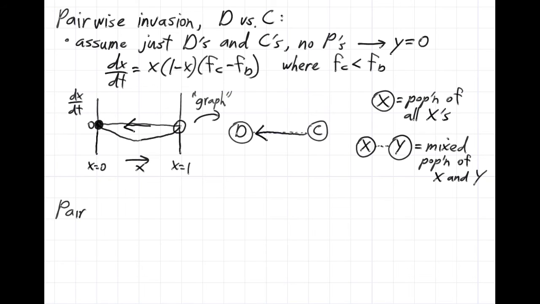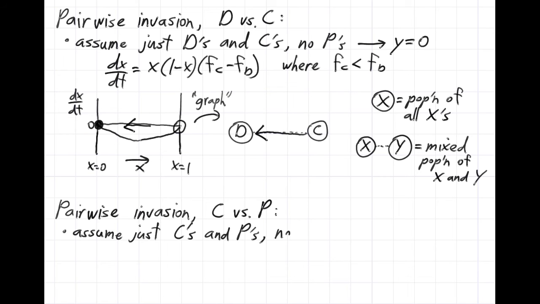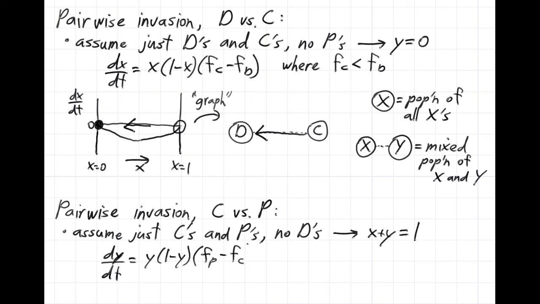the punishers? Again, we want to look at this in a pairwise manner. In this case, let's look at cooperators versus punishers. We'll look at the limiting case of just C's and P's with no defectors. What this means is that x plus y is the whole population. Again, we can use the replicator equation. Let's do it for punishers: dy/dt is equal to y times (1 minus y) times, what goes in here? The type we're looking at, fp, minus the fitness of the other type, which this time is fc. So we need to figure out what fc and fp are in this case, where it's just punishers and cooperators.